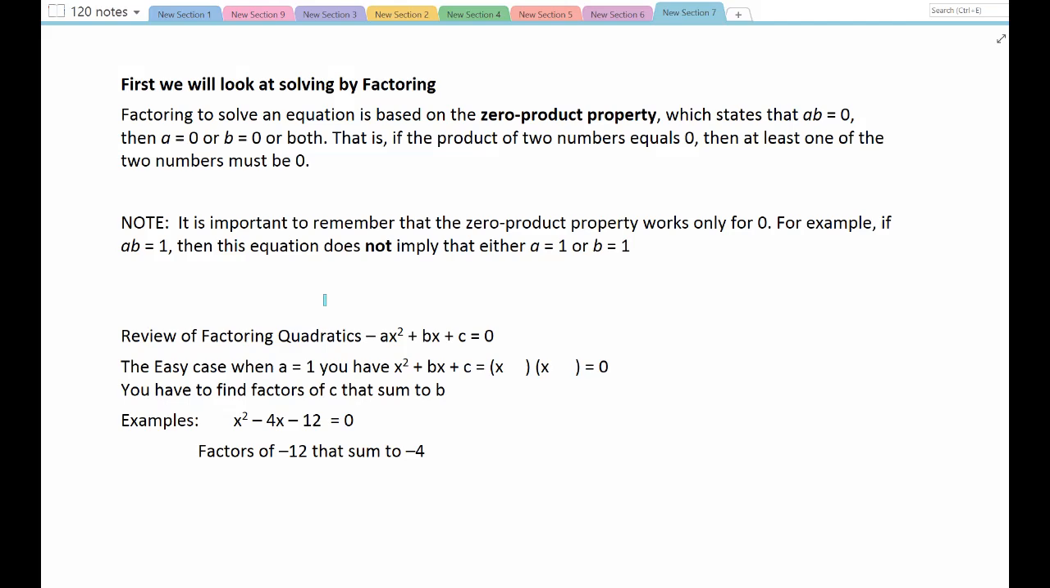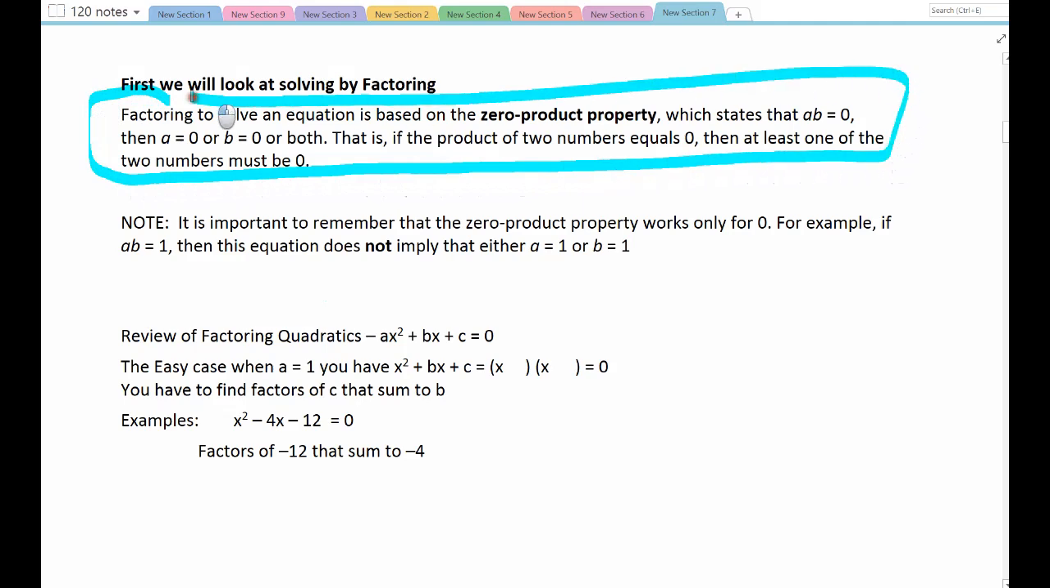All right, so first we're going to talk about solving by factoring. Factoring is based on the fact that we have the zero product property. Product means multiplication, which means I need to get a multiple, and that's what factoring is. It's undoing a product so I can see all my factors. 12 factors into the product 2 times 6. 2 and 6 would be factors of 12.